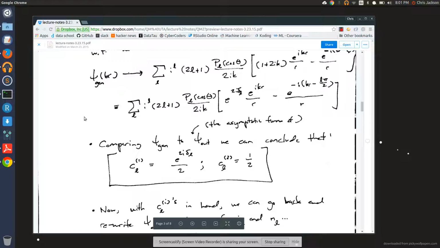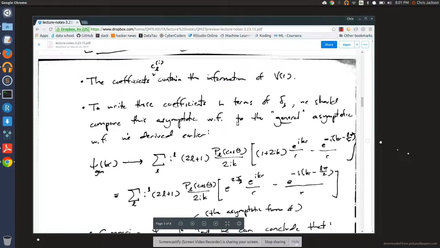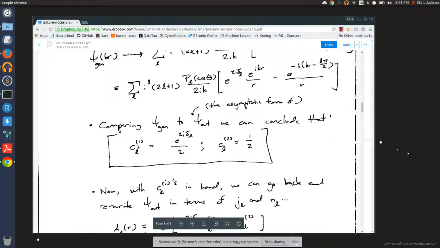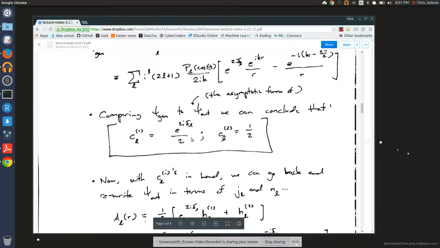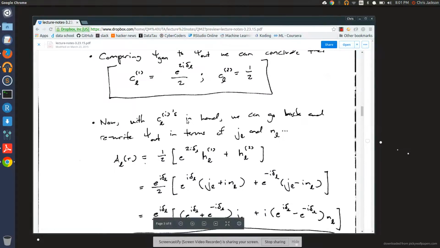Right, so we just basically compare this wave function to the asymptotic form of this wave function, and we see that the coefficients C_L1 and C_L2 are just these simple things. So C_L2 is just a constant, right? And C_L1 is the one that carries all the information about the scattering because it has the dependence on the phase shift.